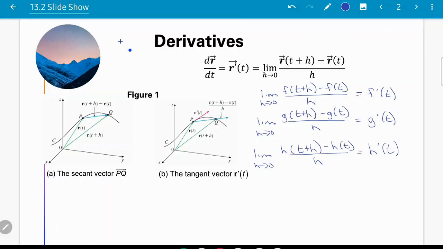h prime of t. So as we can see in figure 1, our secant vector is the vector r of t plus h minus the vector r of t all over h. And then the tangent vector is defined as r prime of t.